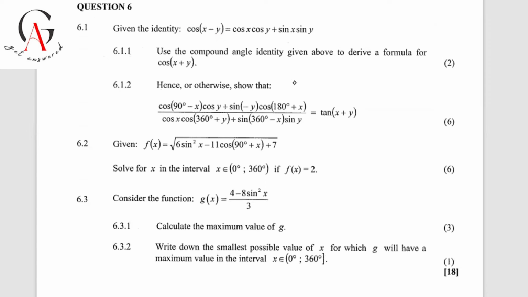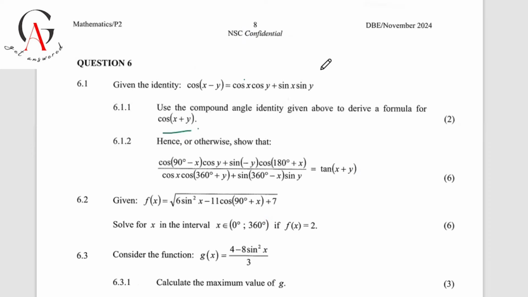Given the identity, cos of x minus y is equal to cos x cos y plus sin x sin y. Use the compound angle identity given above to derive the formula for cos of x plus y. So we can use the 90 sort of approach, but we can also use something extra. So I'm going to replace positive y with the negative y in this expression. That's going to be my first step. Let y be equal to negative y.